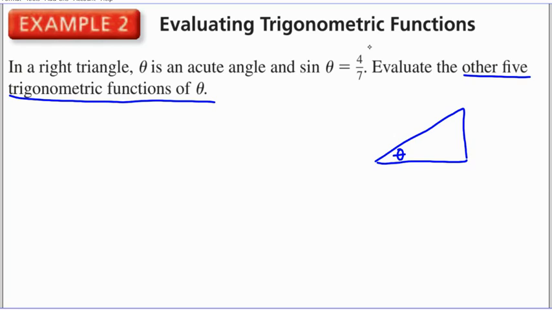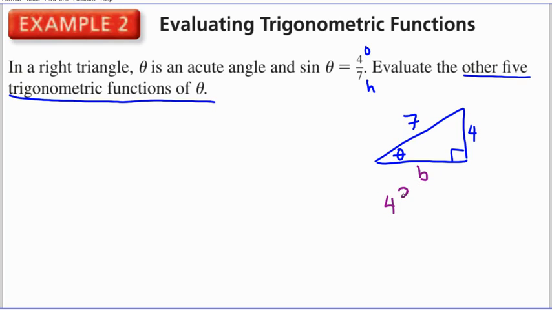Okay, sine, if you remember, is going to be opposite over hypotenuse. So opposite of this angle, this is 4. And the hypotenuse, right, so across from my right angle, this is going to be 7. Now, I need to know that third side, so that I can evaluate the other trig functions, right? So again, I'm going to use the Pythagorean theorem. I'm going to find this side right here. I'm going to call it b for now.